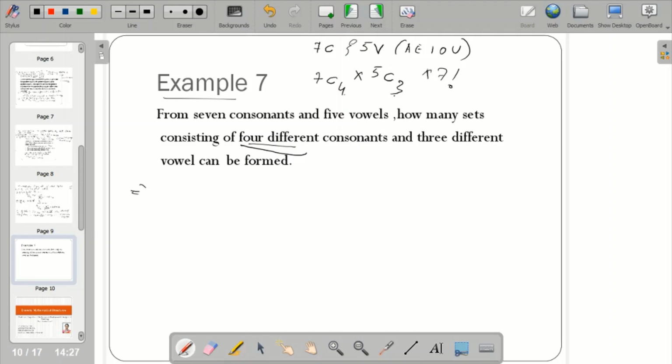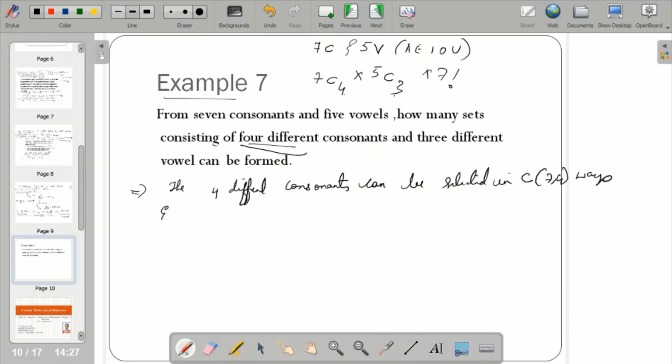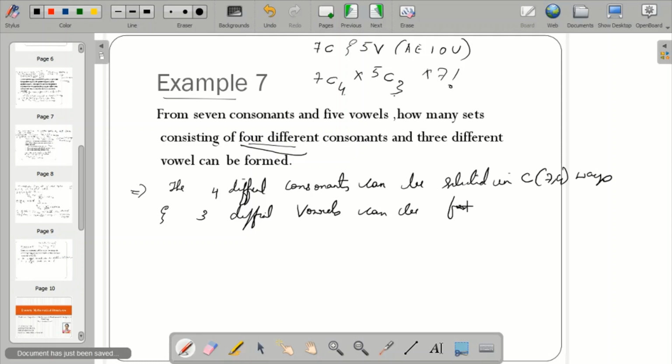I'll just write the statement over here. The 4 different consonants can be selected in 7C4 different ways, and 3 different vowels can be formed in combination of 5,3 ways.